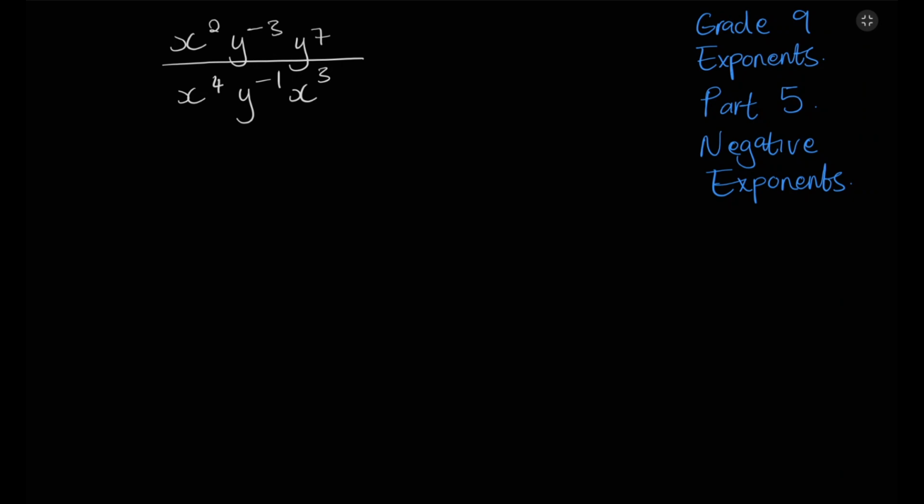We firstly have to check whether we have any similar bases. We have x in the numerator and y and y. We can solve that. This is basically y to the power negative 3 times y to the power 7. You have two bases that are multiplied, so you add their exponents. This will be y to the power negative 3 plus 7, which is y to the power 4.